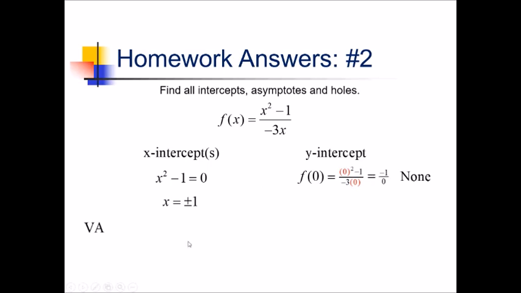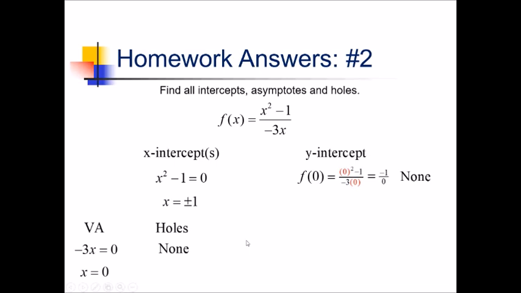For vertical asymptotes, those are going to be x values that zero out the denominator. So negative 3x equals 0 is our starting point, and if we divide by negative 3, x equals 0 is our vertical asymptote. For holes, there's not going to be any because nothing actually got canceled out to give us a hole.